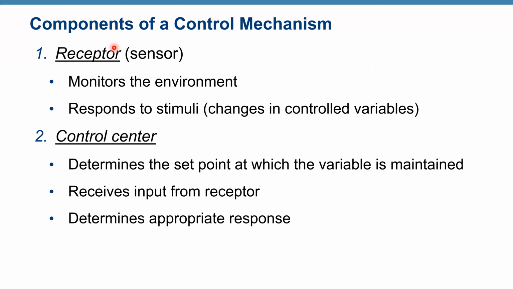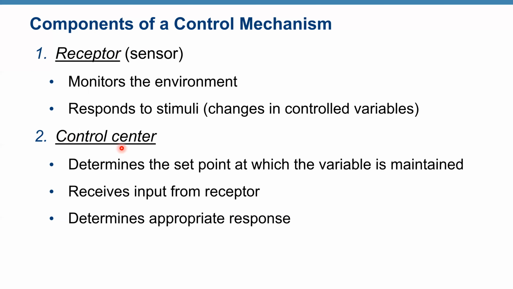So when we're looking at the control mechanism in homeostatic control, we call it a reflex arc. The control mechanism for homeostasis includes a receptor or sensor, and this will be an organ that monitors the environment. This is the organ that responds to stimuli. And what is a stimulus? A stimulus is any change outside you. So the receptor or sensor will monitor the environment and respond to the change in the environment.